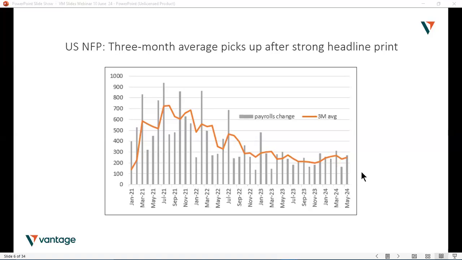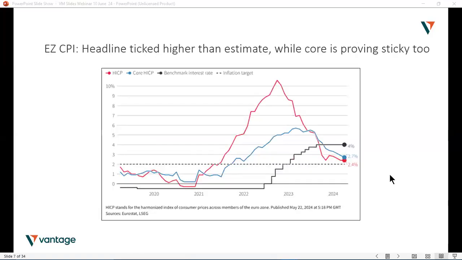Okay, that's non-farm. Let's move on to the ECB. I've just got the CPI data charts that you can see here. Really, as expected, the ECB cut rates for the first time since September 2019, lowering the deposit rate by 25 basis points to 3.75%.